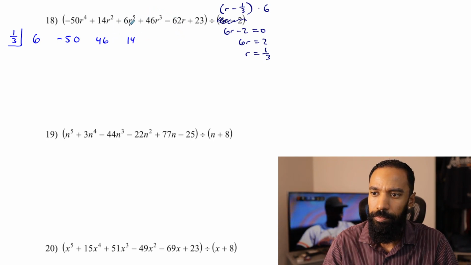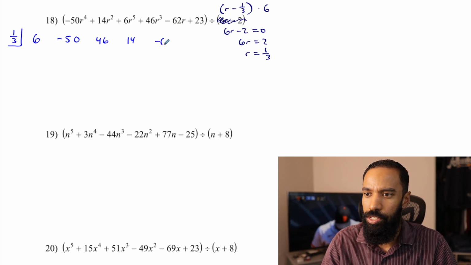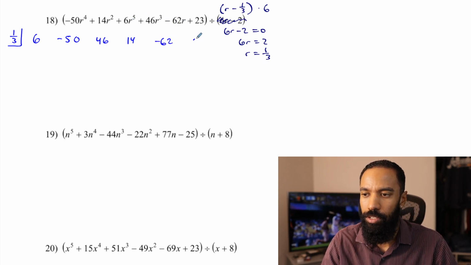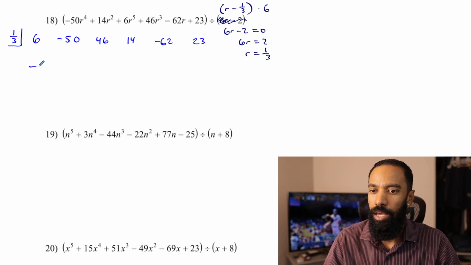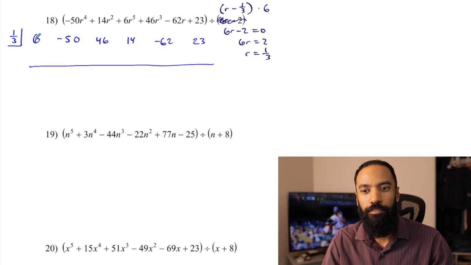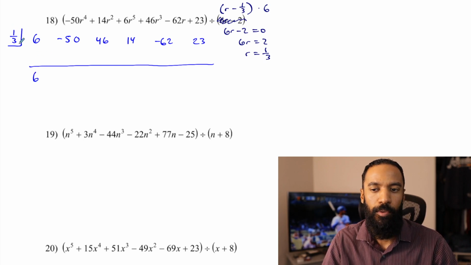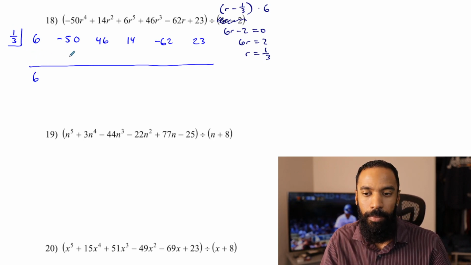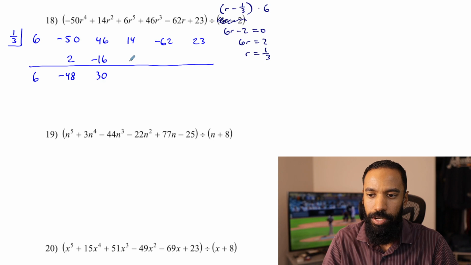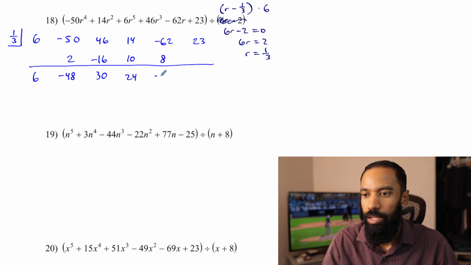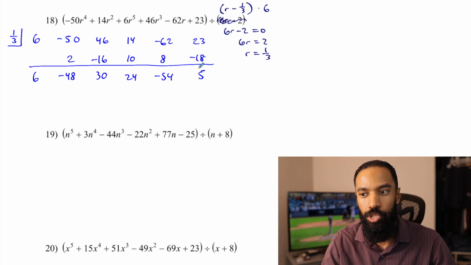So 14, negative 62. Okay, synthetic division. Bring down that 6, multiply by 1/3. Divide by 3. Divide by 3. You get 2. Subtract that, negative 48. Divided by 3 is negative 16. Add 30. Divided by 3 is 10. Add that is 24. Divided by 3 is 8. Add that. Divided by 3 is negative 18. Add that is 5. So again, not too bad there.